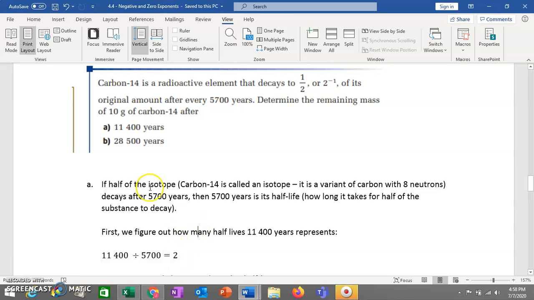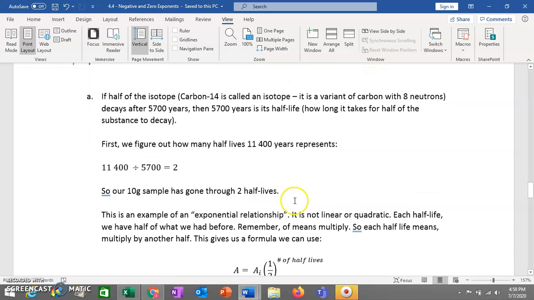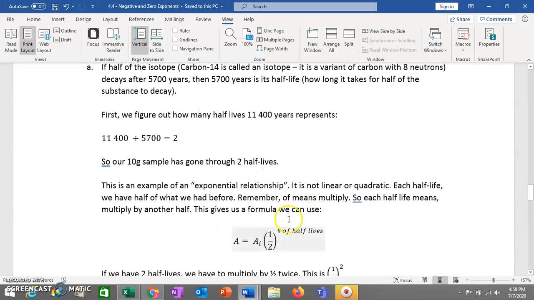So what this means is that you're going to go 5,700 years and lose half of your sample. Then you're going to go another 5,700 years and lose half of that. And if you add those two together, that's 11,400 years. So how do we understand this in terms of exponents and all that stuff that we're doing? Well, this can be a formula that you can use for half-life.